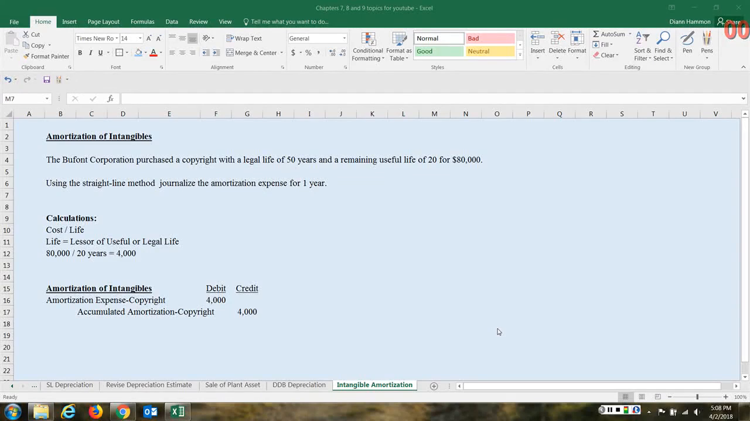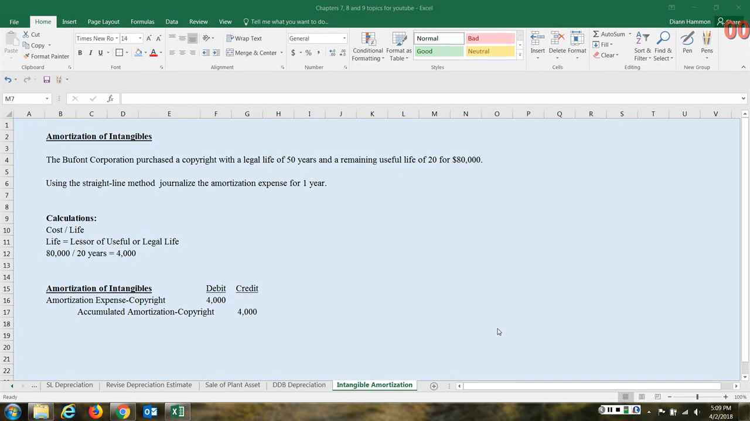Let's talk about amortizing intangibles. Intangibles are those assets that have typically a longer life than the current assets. They're usually classified separately on the balance sheet, and they typically are assets that you can't really touch, things like a patent or a copyright or goodwill. Let's look at how you amortize them.